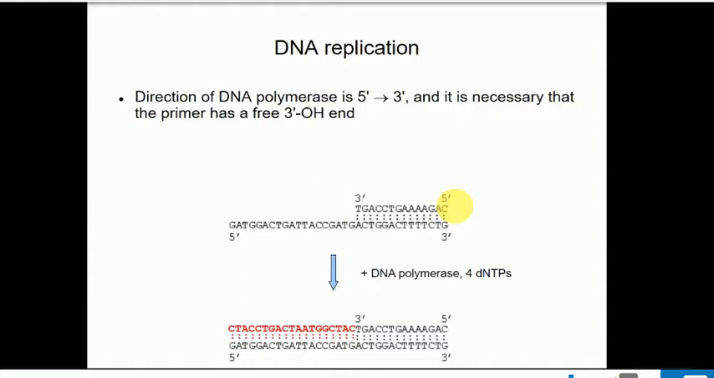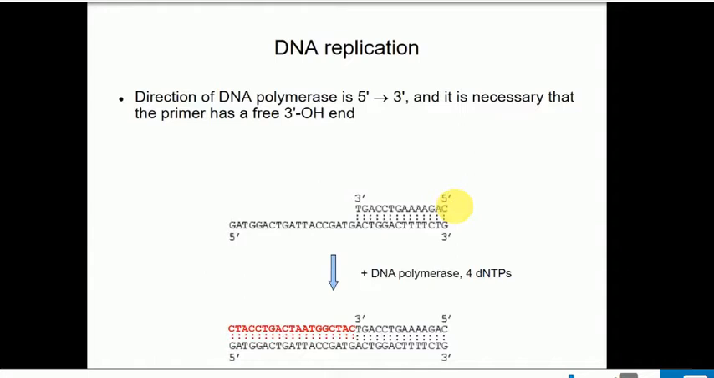Just to remind you, DNA polymerase can only work in the 5' to 3' direction. It doesn't work backwards. Actually, that's not entirely true because it does have what's called a proofreading mechanism, where it can go back and check the base it just put in. So it does have to kind of regress along the DNA for that. But in terms of synthesis, it can't make DNA in the 3' to 5' direction. It can only go 5' to 3'.